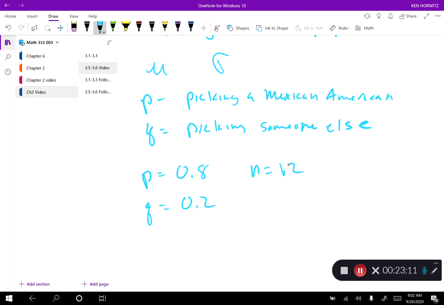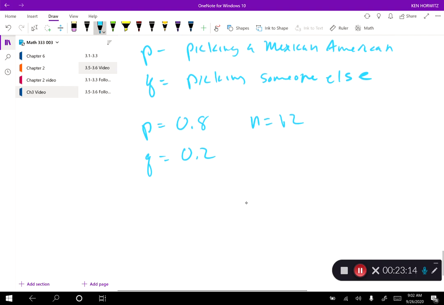All right, so our average, our mu, equals N times P, which is 12 times 0.8, which equals 9.6 Mexican Americans per jury. So obviously we can't have 0.6 of a juror. So basically what they're saying is, on average, we should have between 9 and 10 Mexican Americans on a jury.